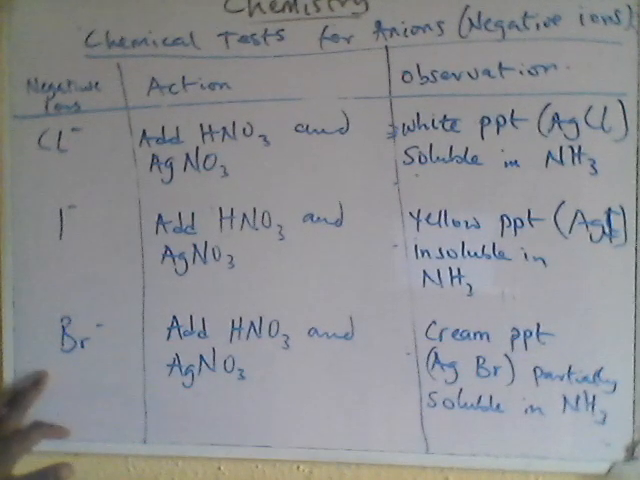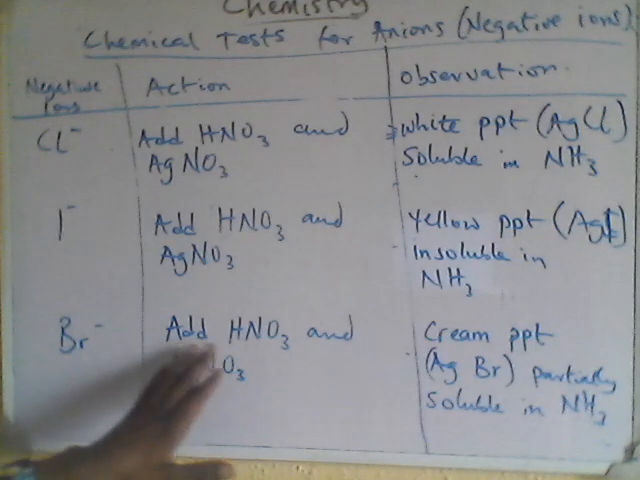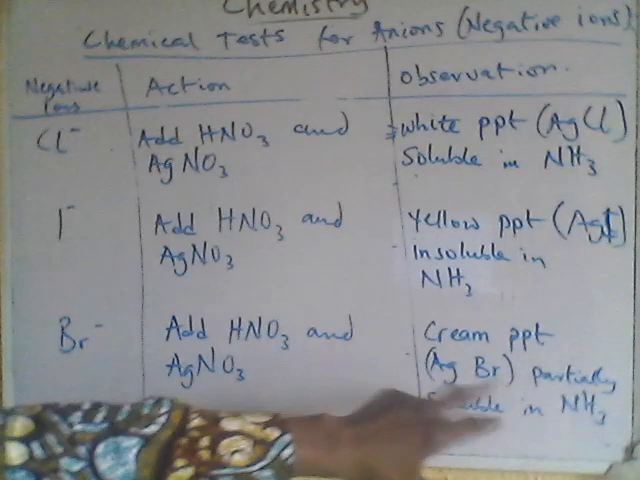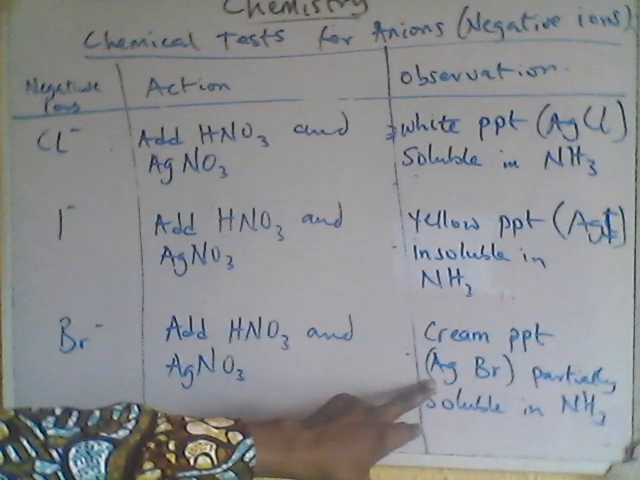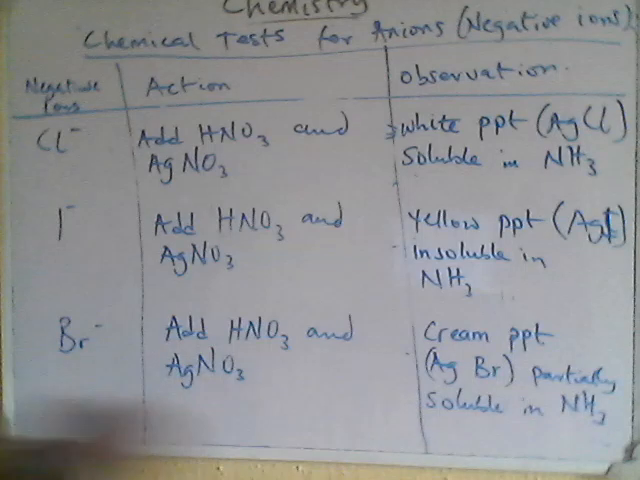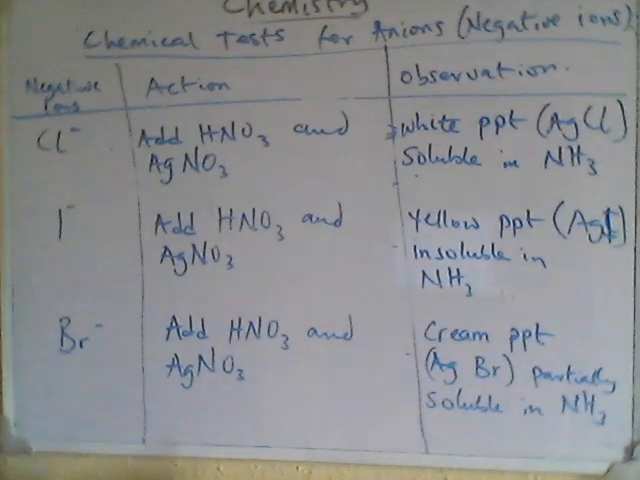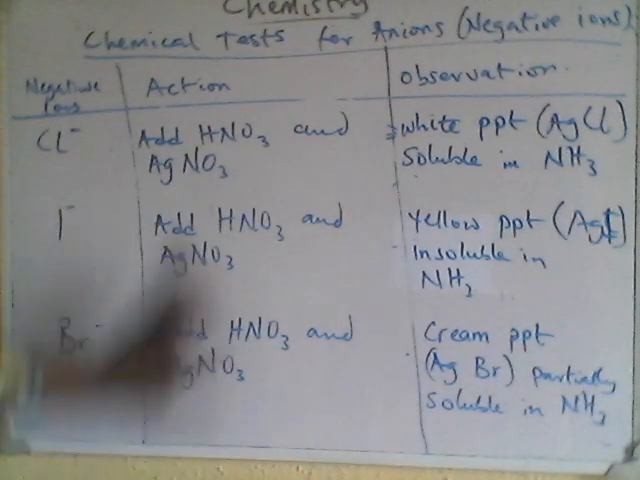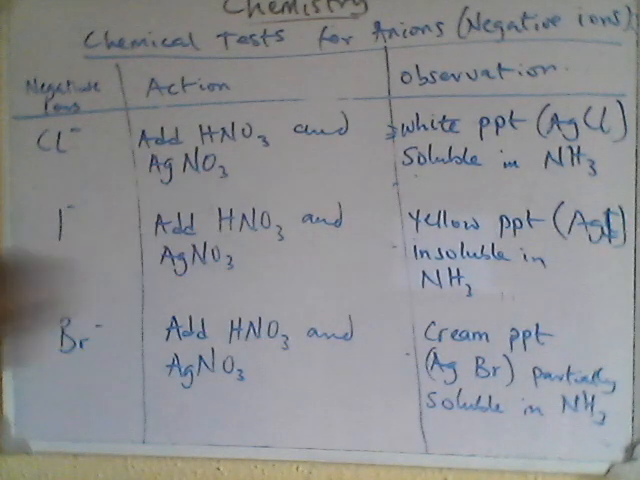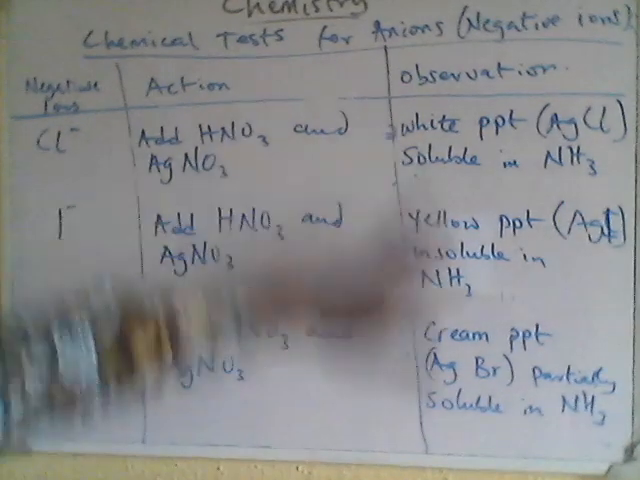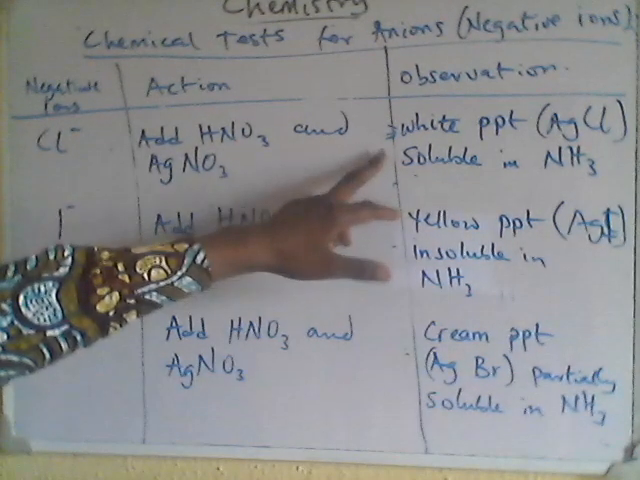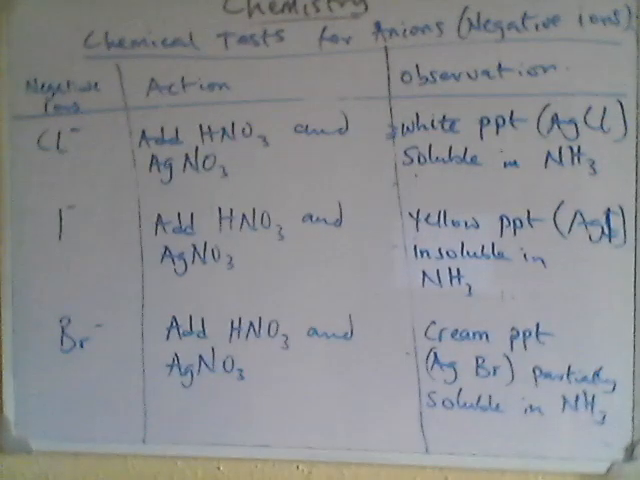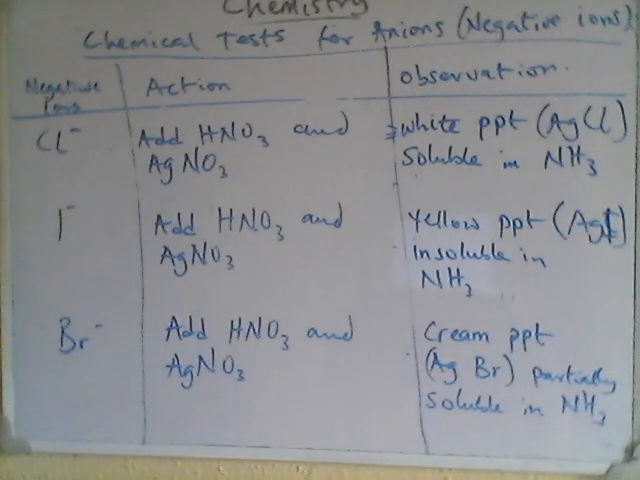So for bromide ion, if I add nitric acid and silver nitrate, I will see a cream PPT of silver bromide, partially soluble in ammonia. So for the chloride, iodide, and bromide ions, we are adding both nitric acid and silver nitrate. So the PPT observed has different colors. One is giving us white, one is giving us yellow, one is giving us cream. So you see that they are distinct. Okay, so you are advised to know all this.